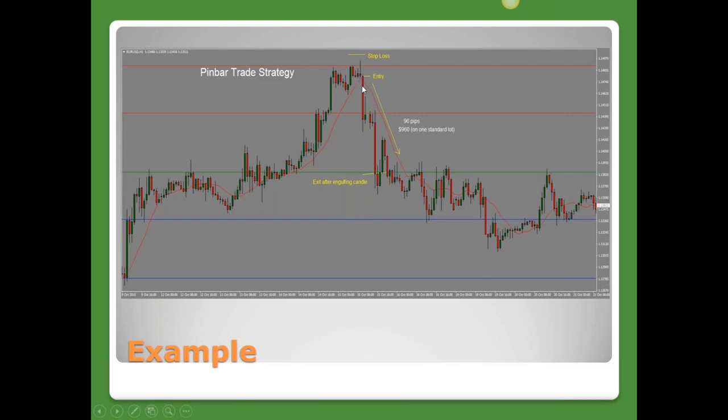Entry will always be after the close, but in terms of exiting the trade, you can just move your stop loss with you, and once you start seeing that the market is starting to pull back, you can get out of the trade. So in this case, we have about 96 pips in the trade, which if you're trading one standard lot would equate to about $960. So as you can see, this is a really nice trade setup that pays well.